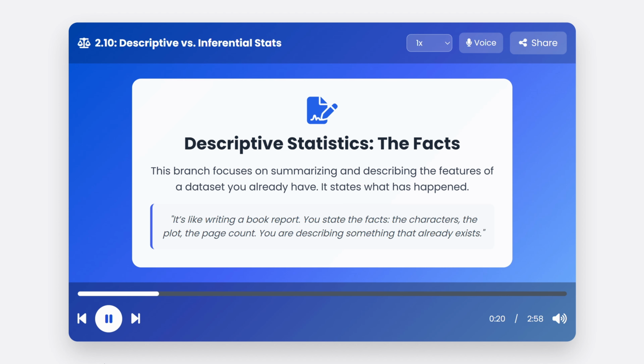As the name suggests, its only job is to describe and summarize a set of data that you already have. It deals in facts. The best analogy is writing a book report on a book you've finished. You can state for a fact who the main characters were, what the plot was, and how many pages it had. You are simply describing what is there.